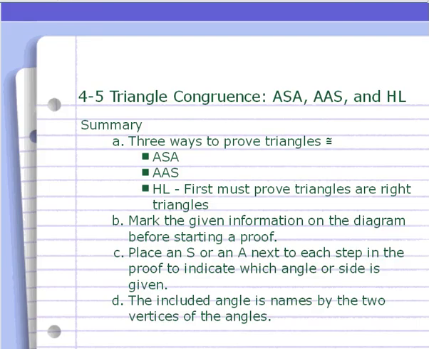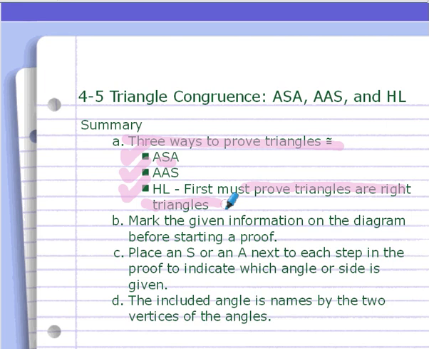Okay, so to summarize all this, we have a few things here. Right now we looked at three ways to prove triangles are congruent. Angle, side, angle, which you have to have the included side. Angle, angle, side. And hypotenuse leg, and for hypotenuse leg you must have right triangles to look at.